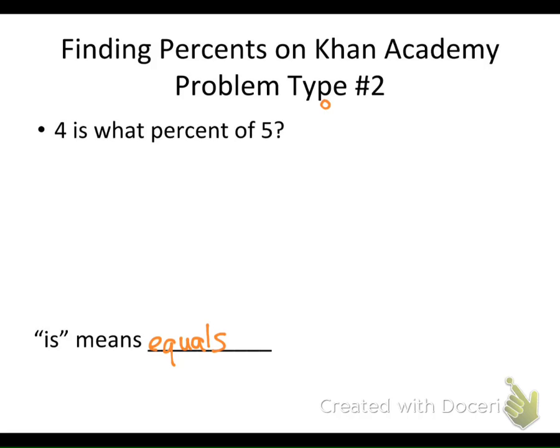Again, I keep using my proportion, percent over 100 equals is over of. So I'm going to use that proportion. And the next question is going to be, 4 is what percent of 5? So we have to determine what information do we know? What information do we have?